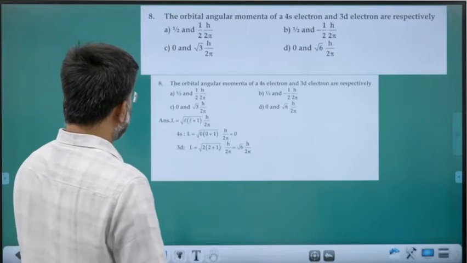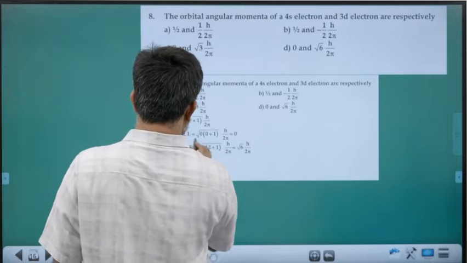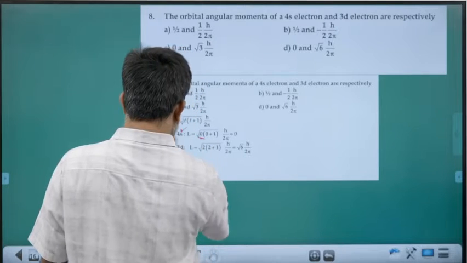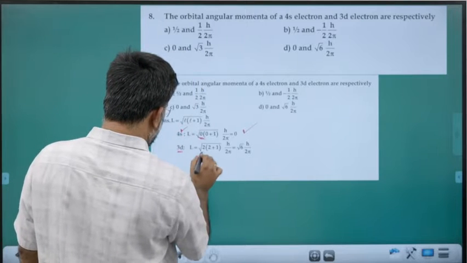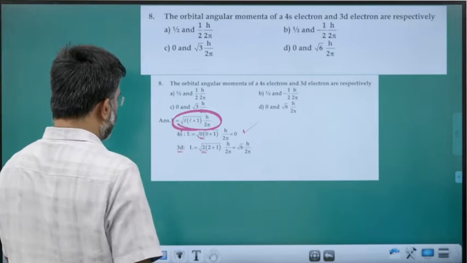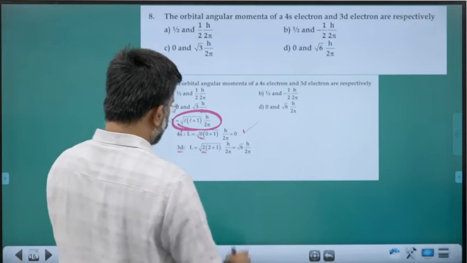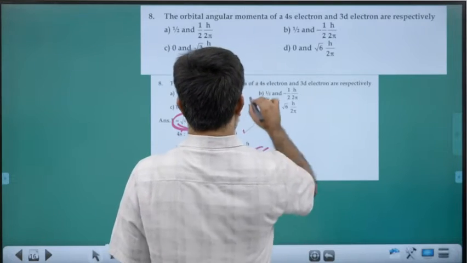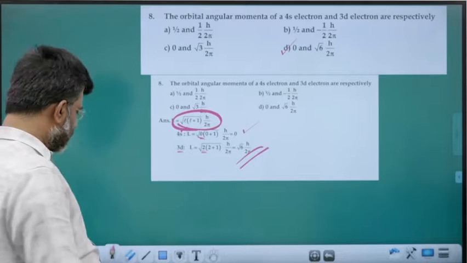How to get that option D? You see, L equal to 0 for s orbital. Therefore, it is 0. While d orbital, L equal to 2. So it is root of L into L plus 1, h by 2 pi. That is root of 2 into 2 plus 1, you will get root 6 h by 2 pi. Option D is the correct answer. Okay, right. Next one.